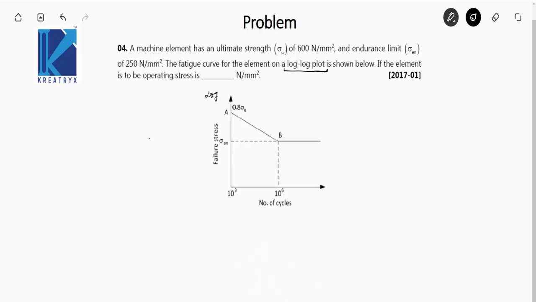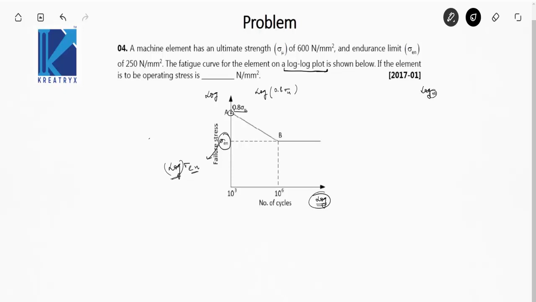So this value, this A, is actually log of 0.8 sigma u. This sigma en here is log of sigma en, that is endurance strength. This is also log. So whatever values you have to take while solving the question, you will have to take it with log, and this is log to the base 10.